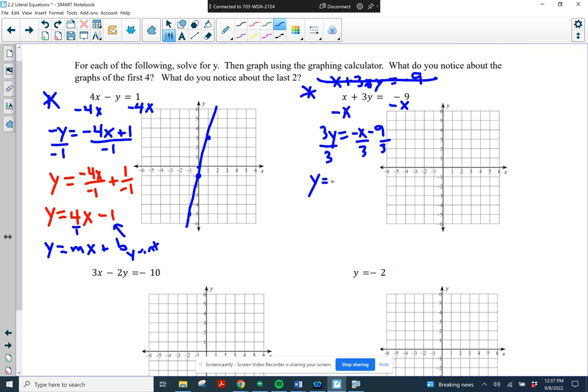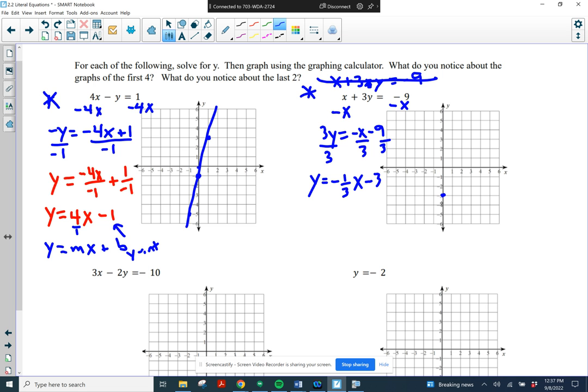So what I have is -1/3 x, and then minus 3 because -9 divided by 3 is -3. But notice the negative 1/3. It is negative, and I'm dividing by 3. There's the 1/3. So it should be a line again, and my y-intercept should be negative 3.